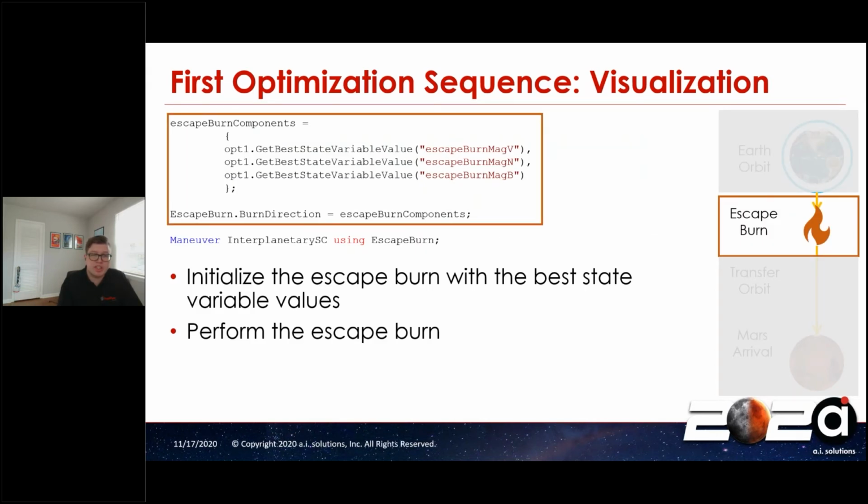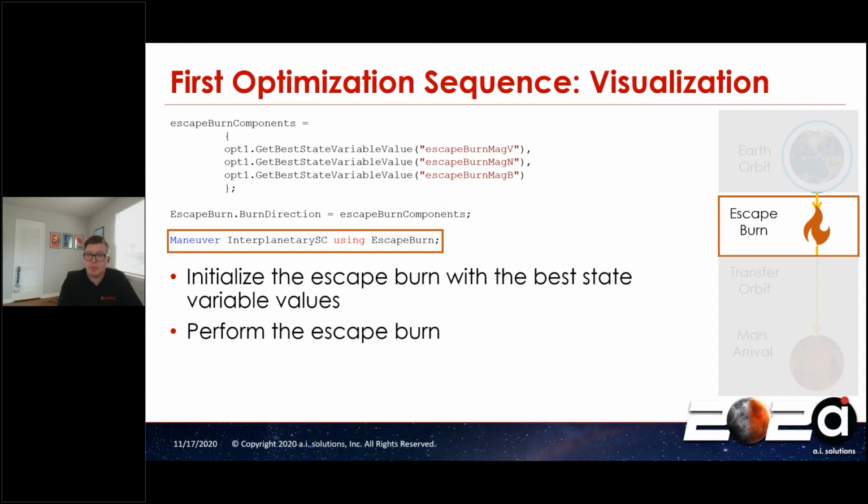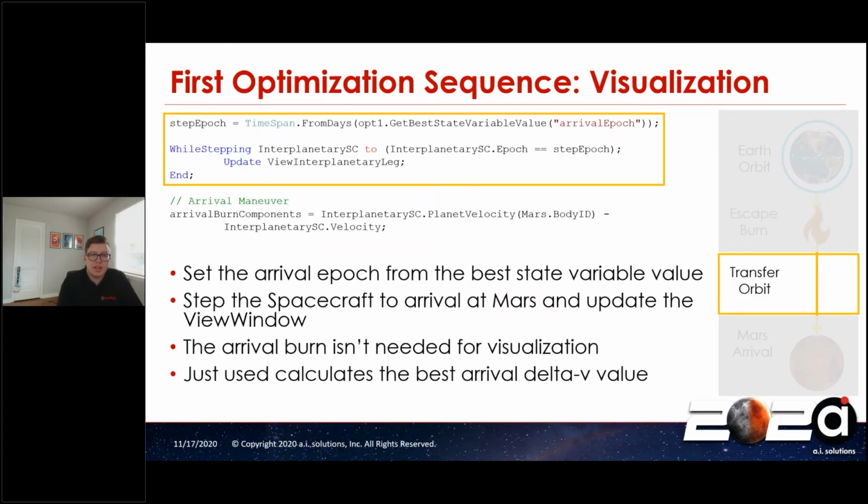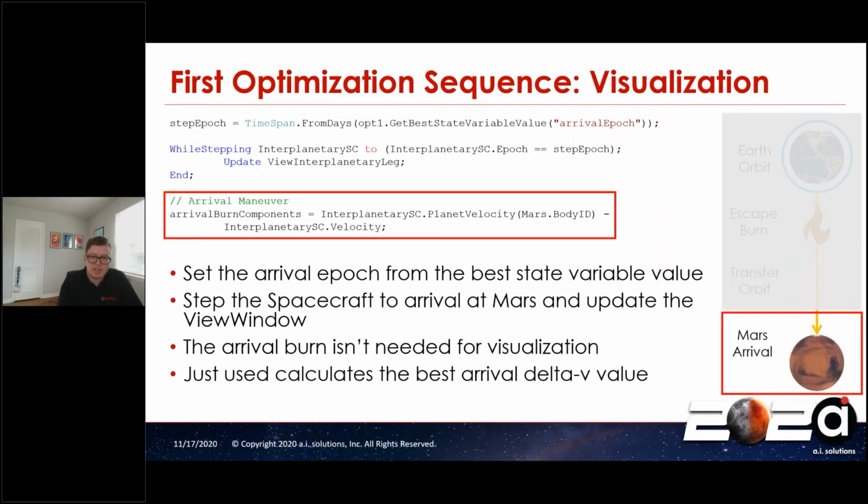We pull our escape burn once again, and then we perform our escape burn. That's pretty much the same as the evaluation loop, except we're getting the best values rather than just the state variable values. And then we go ahead and we step our spacecraft to the arrival epoch. You'll notice we don't have anything here checking if we've escaped Earth. We know that if it's found an optimal solution, it has to have escaped Earth, and so that if statement isn't needed. And then we're going to update our view window, of course, while we step it there. And once again, no need to actually perform an arrival maneuver, but we still want to get the value so that we can report it out. And that's going to be Mars velocity minus the spacecraft velocity.